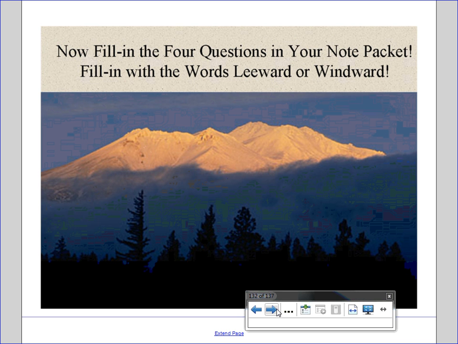So now what I want you to do is pause and see if you understand the difference between the windward and leeward side of the mountains. Look at the 4 questions that are in your note packet and see if you can answer them using the words leeward or windward. You can pause it, answer those questions, and then play when you are done.